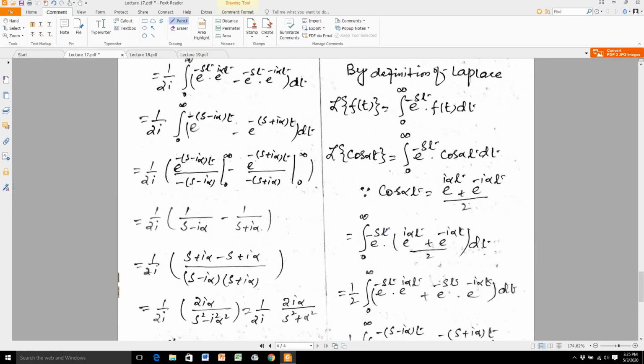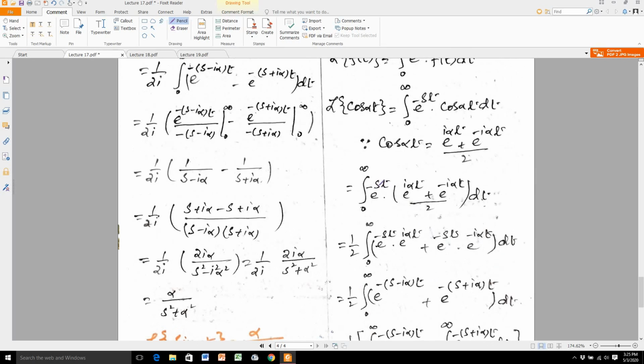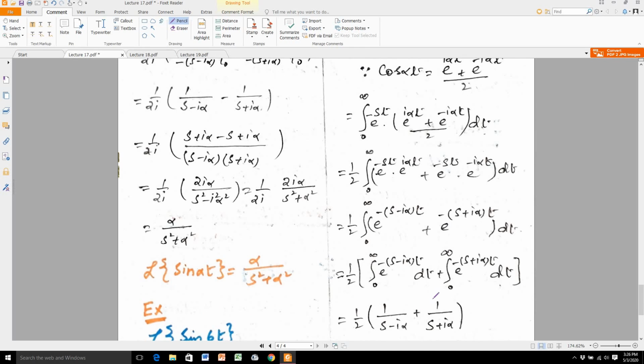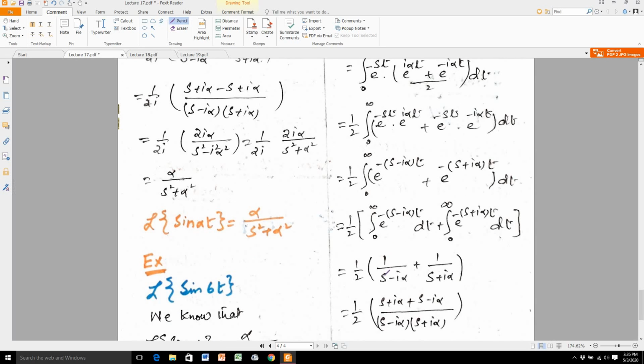So from 0 to infinity, e raised to minus st, then write the formula of cos alpha t here, e raised to iota alpha t plus e raised to minus iota alpha t divided by 2, dt. Taking 2 outside and then multiplying e raised to minus st inside, you get 1 over 2 from 0 to infinity e raised to the power, basis same, powers add. Then I take the integral and evaluate the answer on the given limits. Our answer is 1 over 2 into 1 over s minus iota alpha plus 1 over s plus iota alpha.